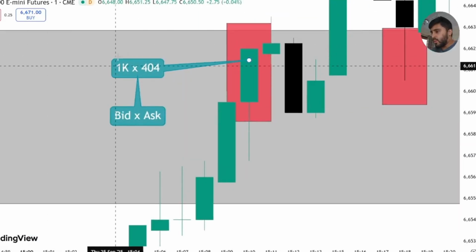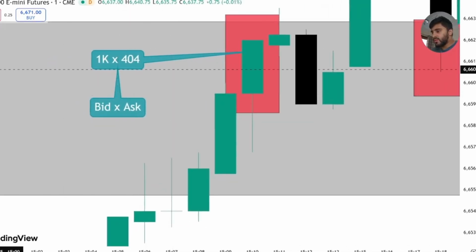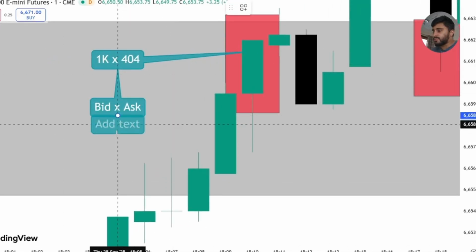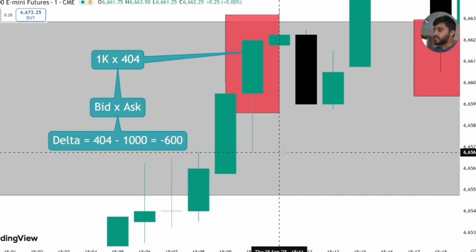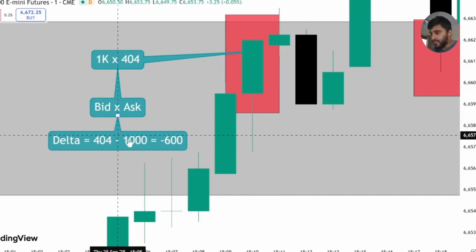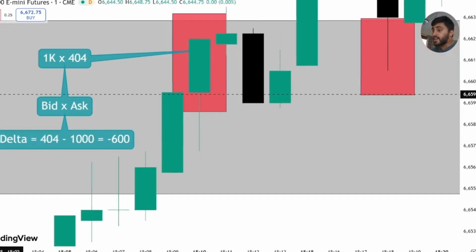So now when you see 1K for 404, what this tells us is that we have something called a delta, right? We see a difference between the left number and the right number. So the way you calculate delta is simply by subtracting the right number from the left number. So you have 404 minus 1000, which I'm going to approximate to be about minus 600. It's about minus 600 or minus 596, right? So we have quite a significant negative delta, right?